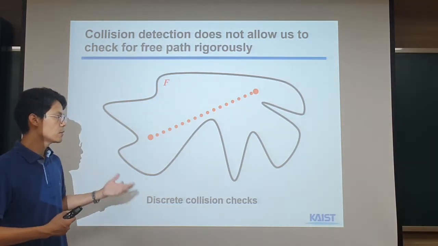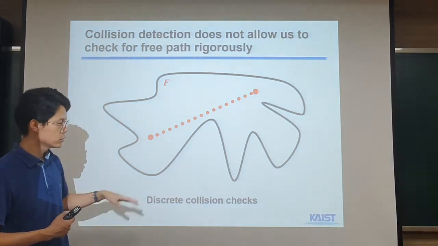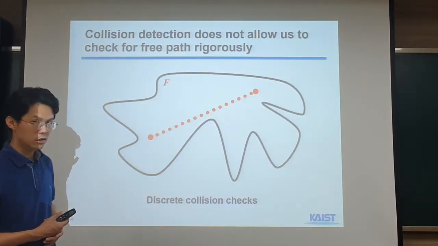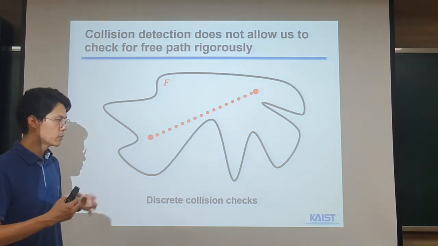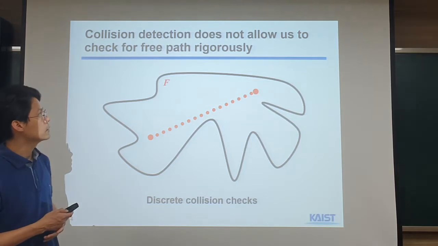That's why it has been used a lot, and in a lot of cases, most motion planner techniques use this kind of discrete collision detection. But you should be aware that there could be this kind of issue of missing the collision.